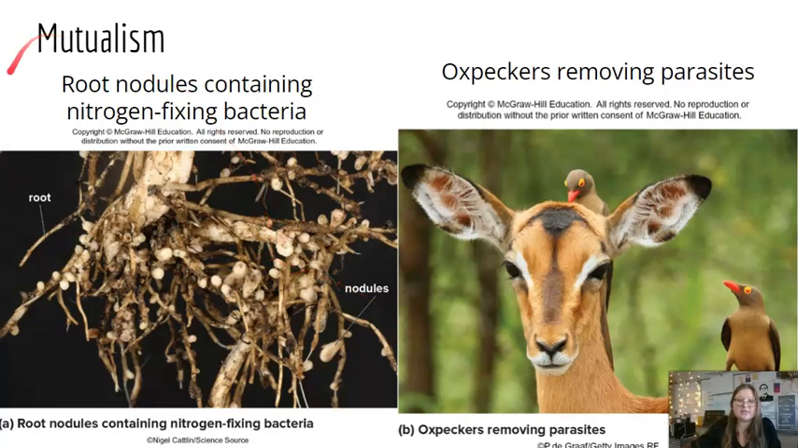And then this would be mutualism. Root nodules containing nitrogen-fixing bacteria. These little bubbles right here are filled with bacteria that fix nitrogen for the plant. The plant gets nitrogen, and the bacteria get a place to live as well as some nutrients. And then oxpeckers are removing parasites. These are oxpeckers on some sort of deer or elk. The birds get to eat the parasites and the animal no longer has parasites on it. So both of those species benefit.